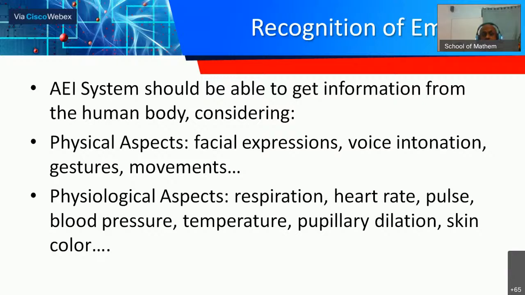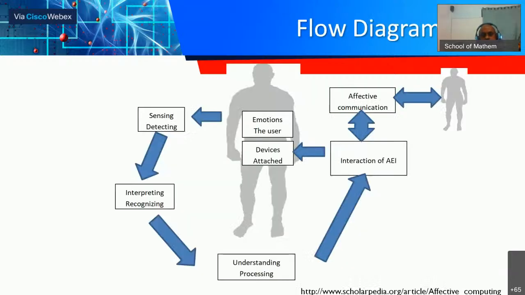They go further into physiological aspects: respiration, heart rate, pulse, blood pressure, temperature, pupillary dilation, the eyeball dilation. Sometimes they'll get pale, like on fear, skin color, and any physiological aspects can be taken as input. In one of the case studies we have taken a physiological aspect that we are going to see later, and I'll show that at that point of time.